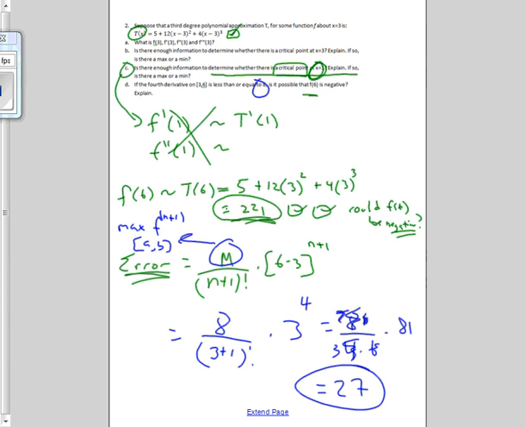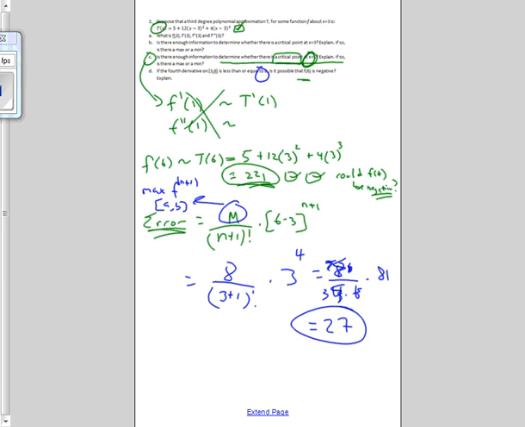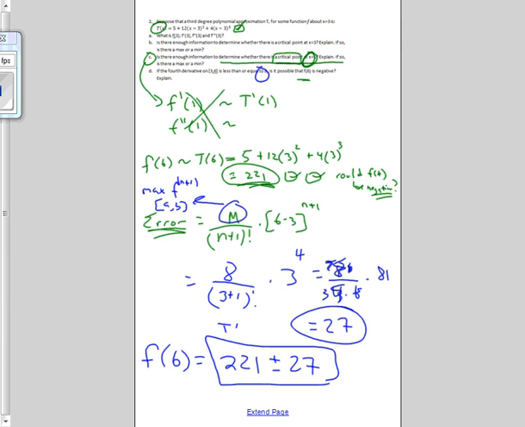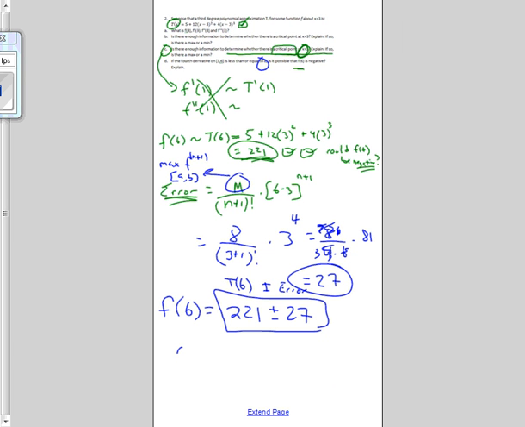So that's my error. What that implies is that f of 6 is going to equal 221 plus or minus 27, because this was my T of 6 plus or minus my error. Therefore, f of 6 cannot be negative, because the smallest f of 6 could be is 221 minus 27, which is nowhere close to negative. And that is the answer for question 2.